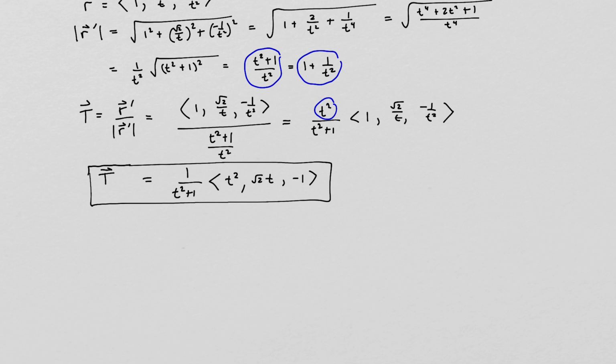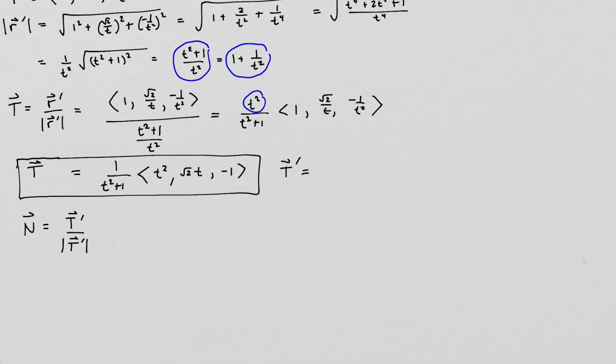Now for the unit normal, we have the following formula. And so we need T prime. To get T prime, one way to do it here is to take the product rule for a scalar and a vector. So we're going to take the derivative of this times this, and then this times the derivative of this. So let's go ahead and do that work here.